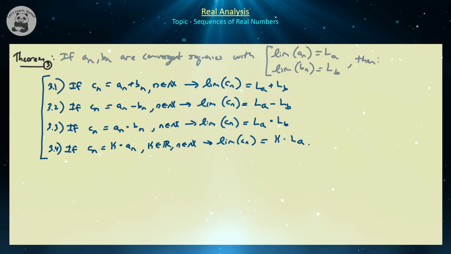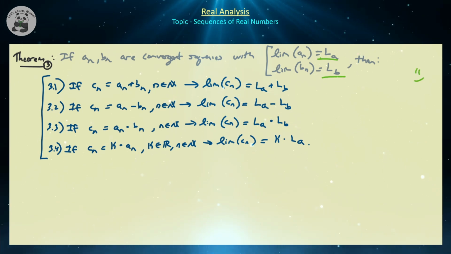The next theorem formally establishes some properties that you probably are already familiar with for limits of functions, and they are indeed also true for limits of sequences. So let's assume that a_n and b_n are both convergent sequences, with the limit of a_n being L_A and the limit of b_n being L_B.